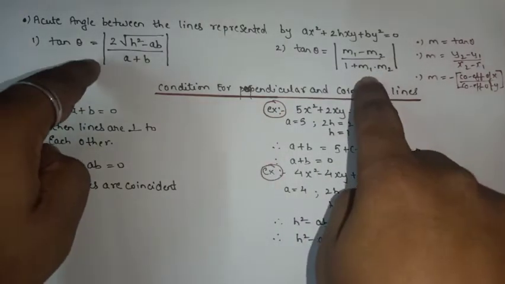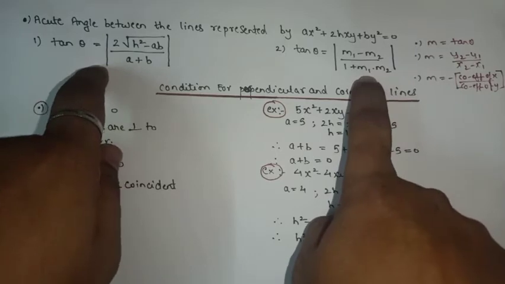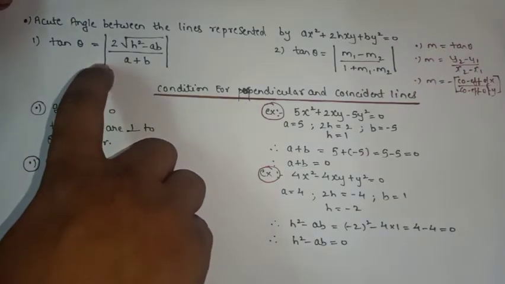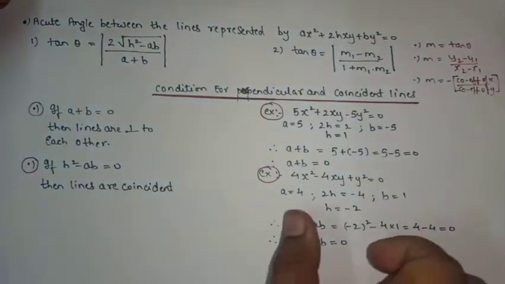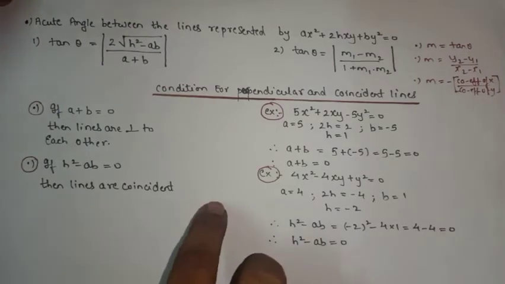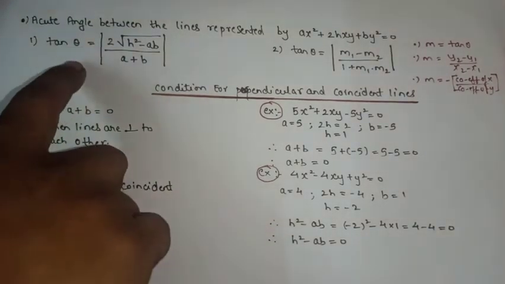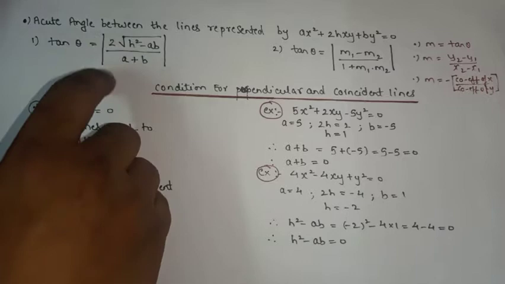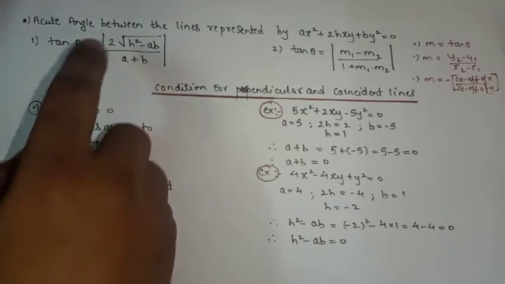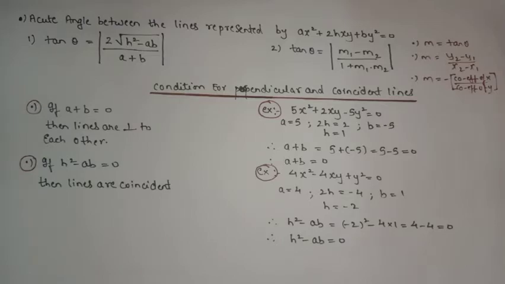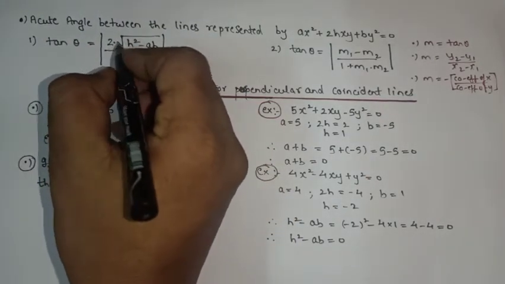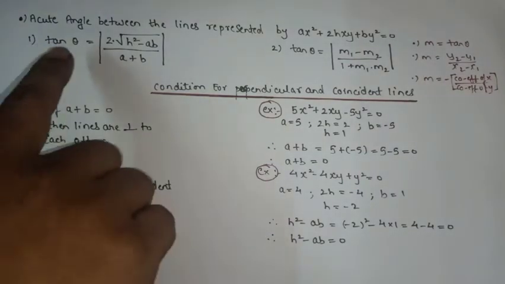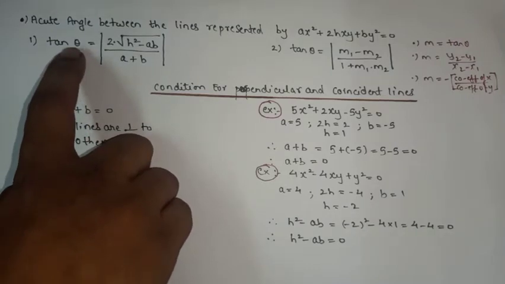So here we have two formula for the type number 5. Basically in the exercise the sums are based on the first formula. Okay, so first we'll see the concept for this. Majority of the sum from the exercise it is based on the first formula. So here we have tan theta equal to mod 2 into square root h square minus ab upon a plus b. So from this we have to find the acute angle.